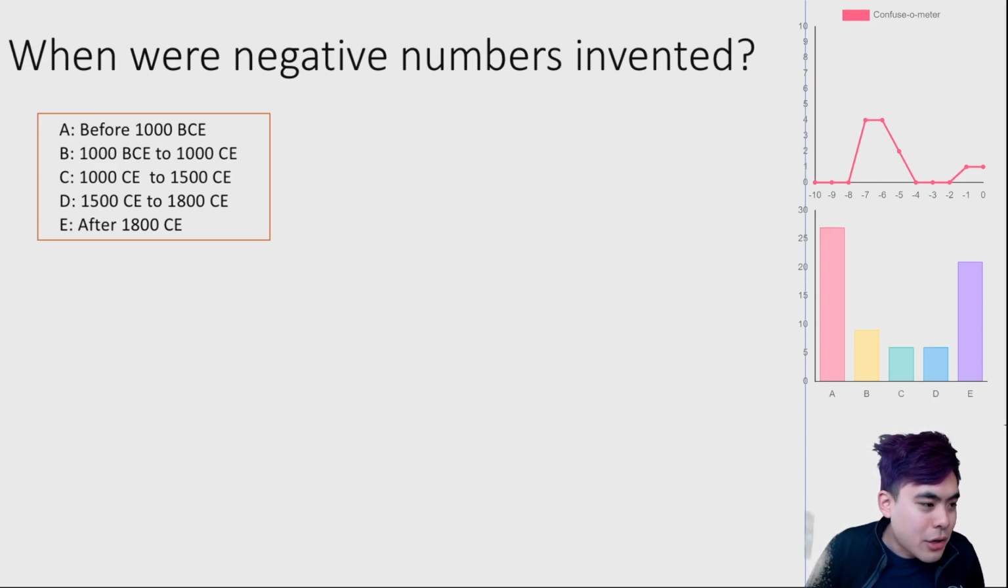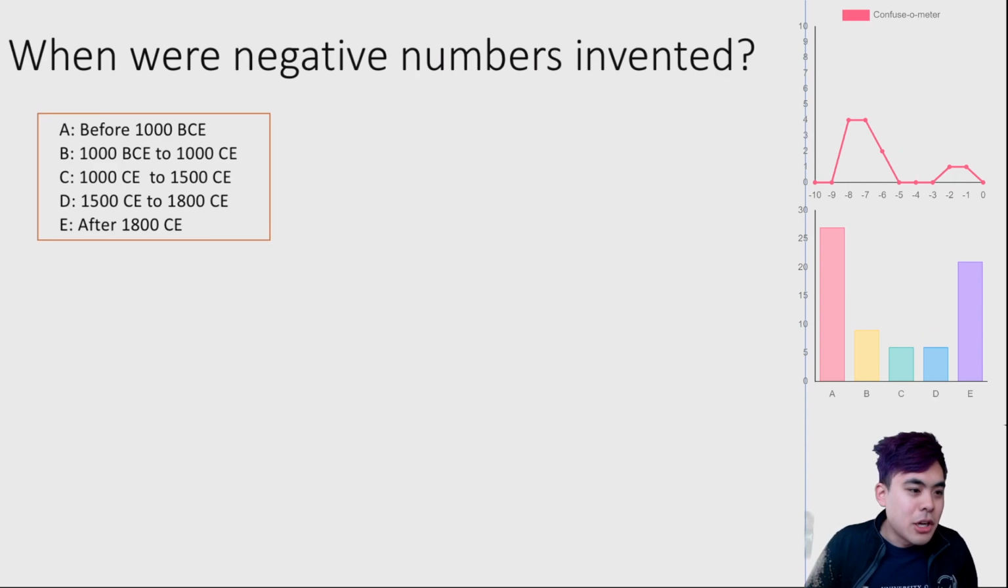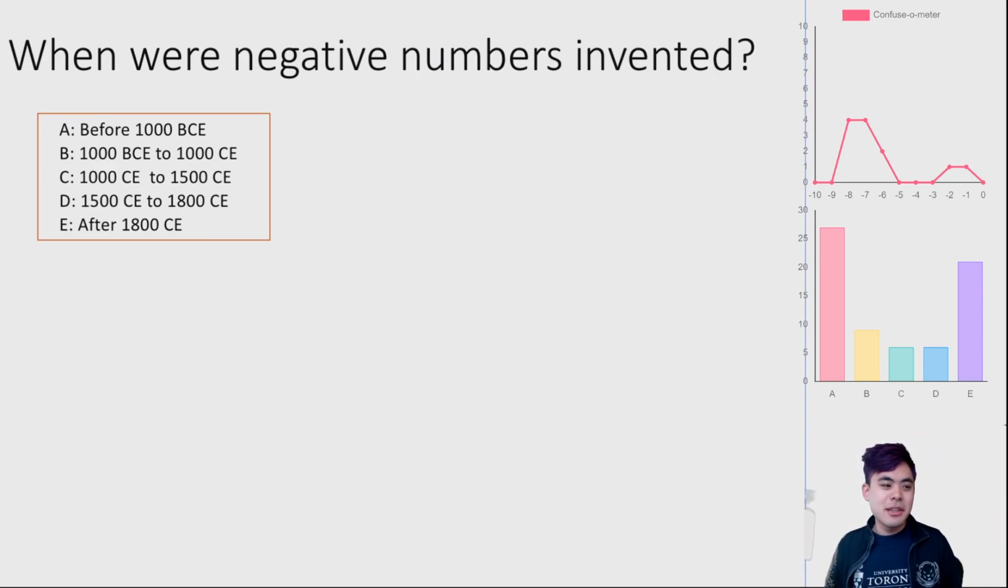So let's see, what are our class votes? There we have a decent number of people, and it seems pretty split. People seem to really think they're either really, really old. They're obvious, right? If you have positive numbers, then of course you can have negative numbers, right?